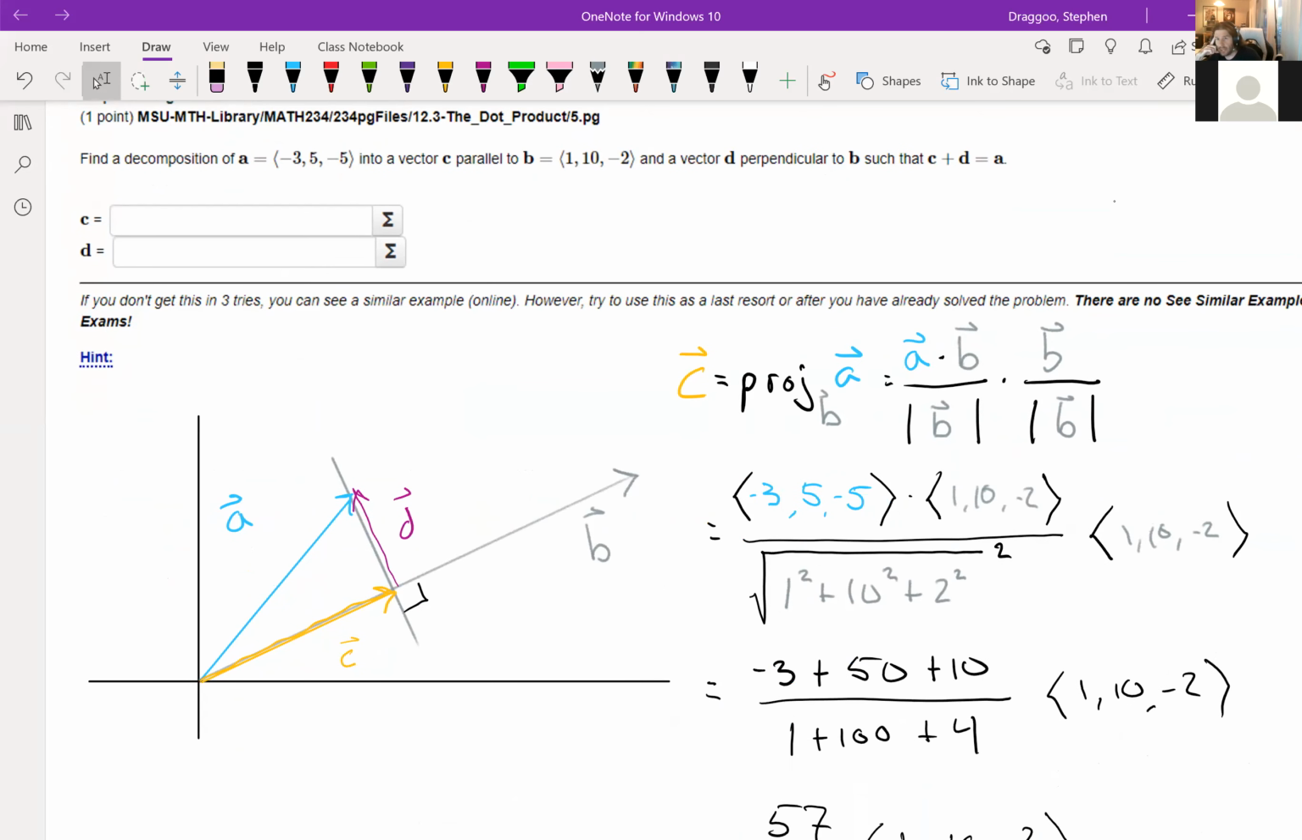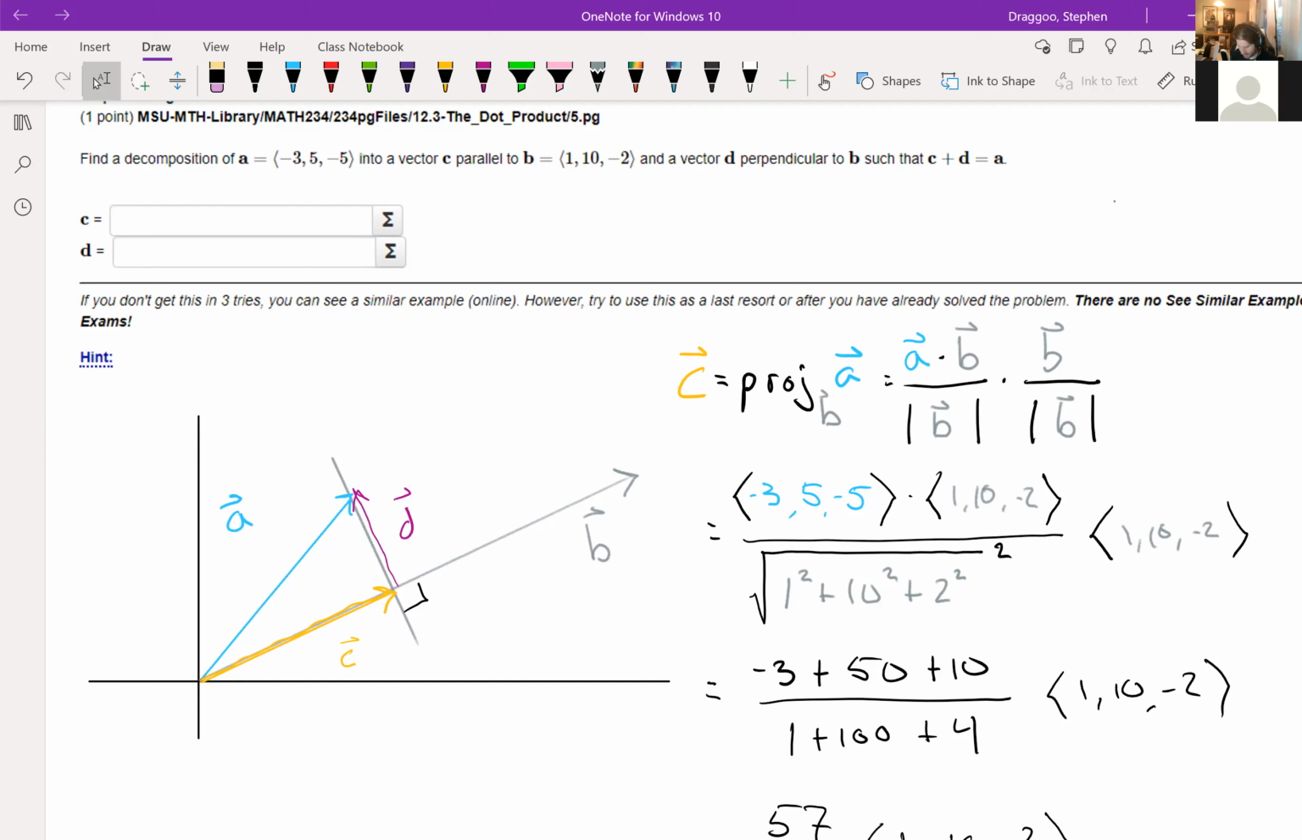So we're going to look for a decomposition of A into vectors C and D, where C is going to be parallel to some other vector, B, and D is going to be perpendicular to B, so that in the end, C and D added together get us A. What that question is really saying is, I want to find one vector that is a projection of A onto B, and I want to find another vector that's the orthogonal component of A in the direction of B.